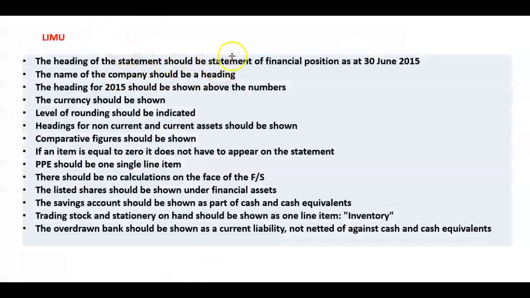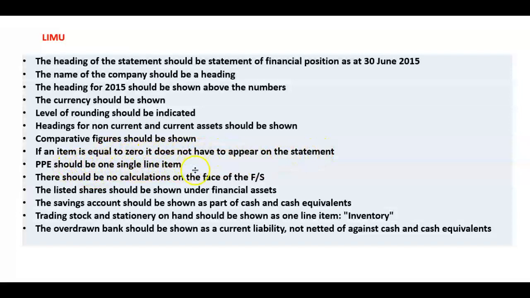The heading of the statement should be the statement of financial position as at 30 June 2015. The name of the company should be in the heading. The heading for 2015 should be shown above the numbers. The currency should be shown. The level of rounding should be indicated. Headings for non-current and current assets should be shown. Comparative figures should be shown. If an item is equal to 0, it does not have to appear on the statement.